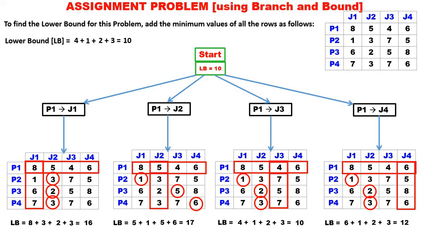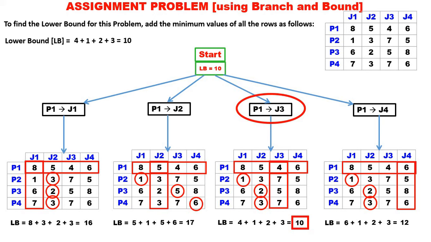The first one, P1 assigned to J1, gave us 16. Second one, P1 assigned to J2, gave us 17. Third one, P1 assigned to J3, gave us 10. Fourth one, P1 assigned to J4, gave us 12. So which is the minimum among these? 10. So what is the bound solution for us? P1 assigned to J3. Meaning, after doing this, we decide to assign job J3 to person P1. So we have got a bound value.